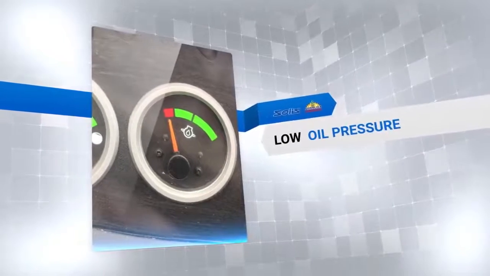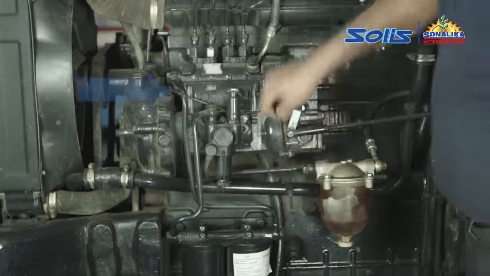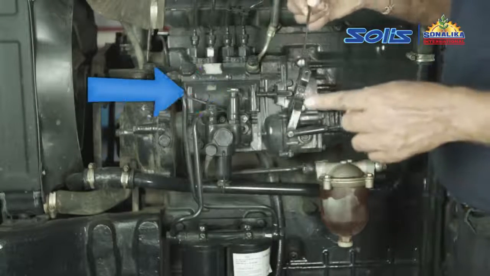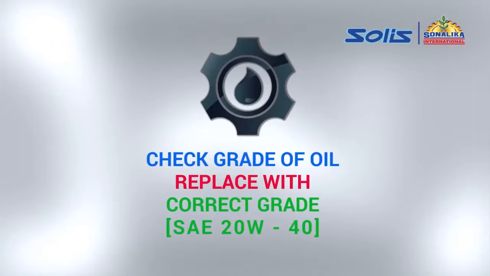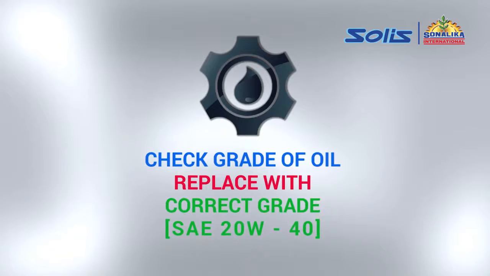Low oil pressure. First, check the oil level. Low oil level in oil pump will lead to low oil pressure. Then check the grade of oil filled. If it is not as per the specified grade, replace the engine oil with correct grade.